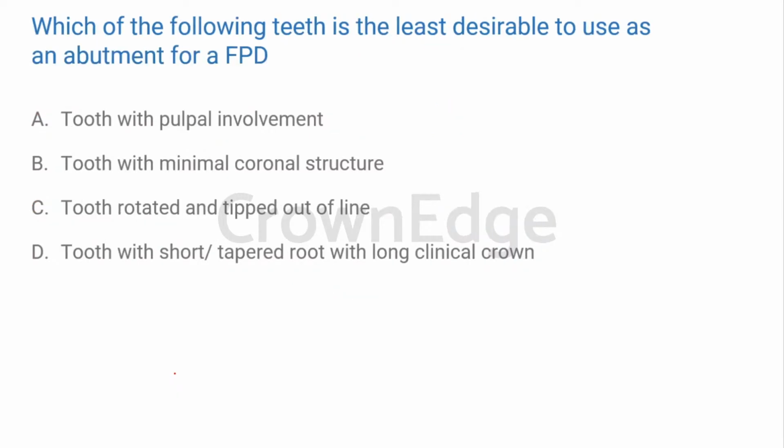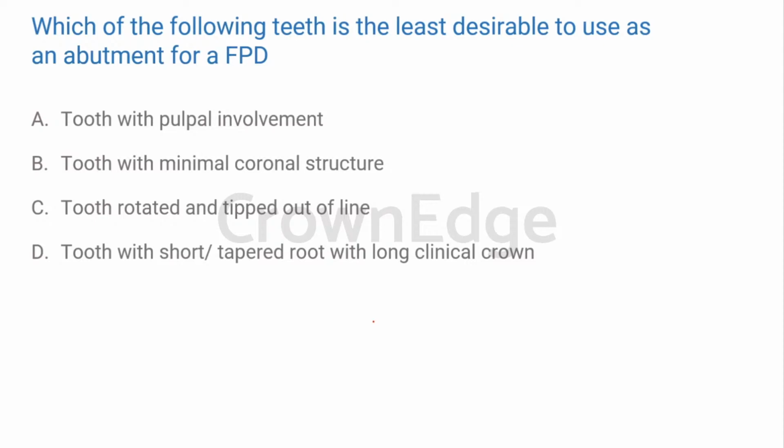Coming to the next question. Which of the following teeth is the least desirable to use as an abutment for an FPD? Is it tooth with pulpal involvement, tooth with minimal coronal structure, tooth that is rotated and tipped out of line, and tooth with short tapered root with a long clinical crown? Now, all these options, some way or the other, are trying to trick you or to trip you away. All right, that is the basic point of it. So, what you have to understand, anybody, what do you think? What do you think the option is? Is it A, B, C, or D? What do you think is the least desirable to use as an abutment for an FPD?